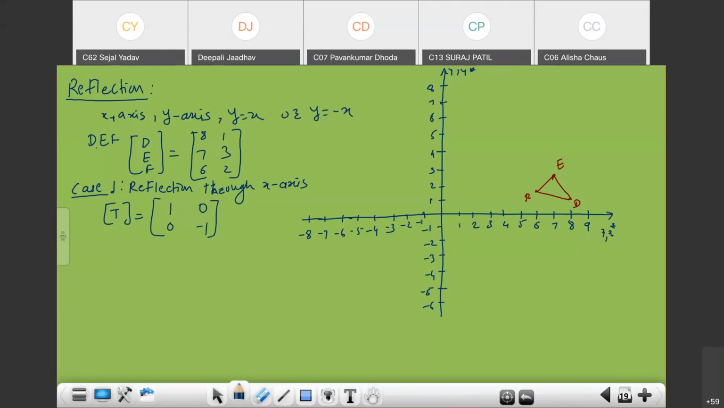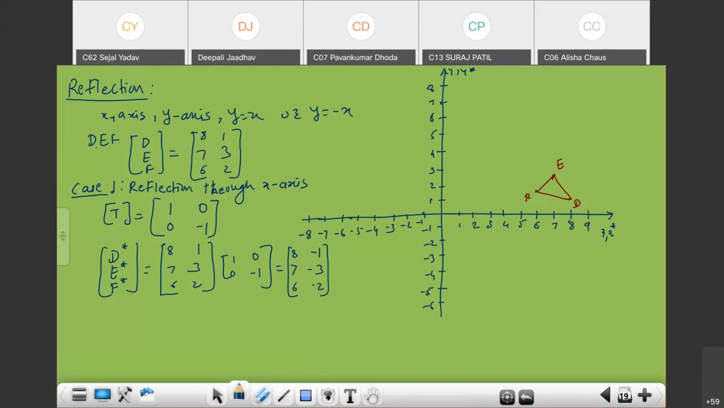Now in this case, put these values and calculate the new triangle. Suppose I write D star, E star and F star is equal to 8 1, 7 3, 6 2 multiplied with this transformation matrix 1 0 0 minus 1. The y value becomes minus, correct? Why? Because D is minus 1. So all y values, y1, y2 and y3 become minus.